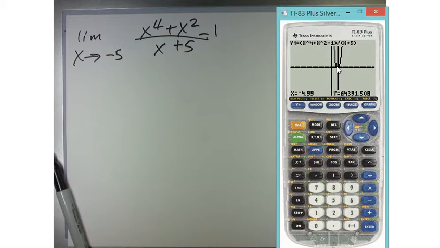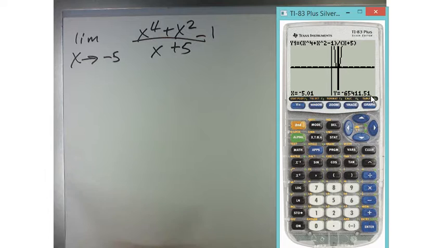So as I come closer and closer to -5, what's my y value doing? Blowing up. It's going towards infinity quickly. Okay? Now what happens if I go a little bit beyond that? So if I hit -5.01, well, it's doing the opposite thing. It's going down, right? Quickly.